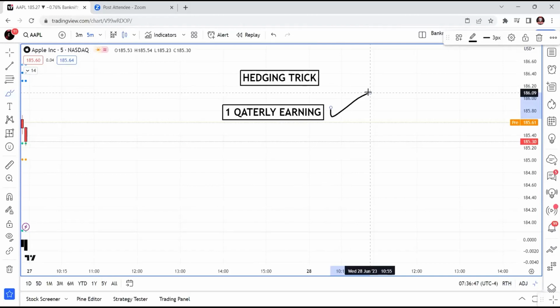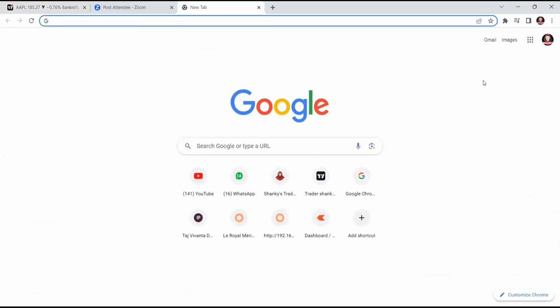So you have to identify when the earning is coming. If you want to see the quarterly earning, where can we find it? One is, if you're using a TradingView chart, you can find the earning there. It will show you that on the 28th or next week the earning is coming. Or the simple method to identify the earning: you have to just go over here.